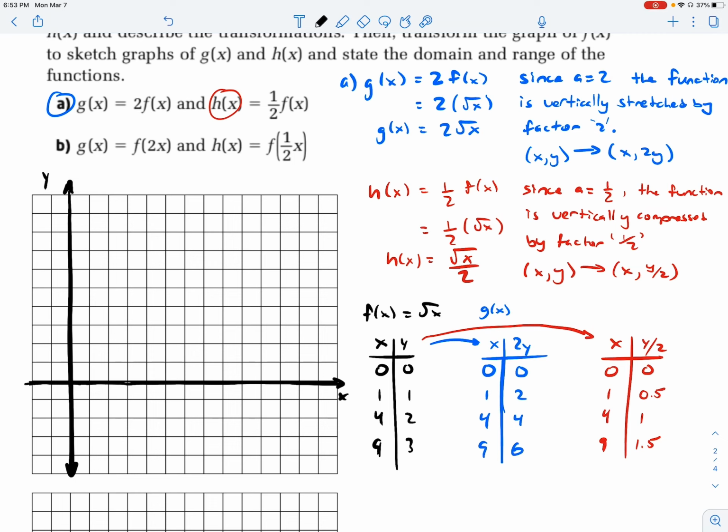All right, let's plot our points for the base function. So we got one at the origin. Can't really see that, but there's a point there. And then we got one at (1, 1), (4, 2), (9, 3). Those are our points for f of x.